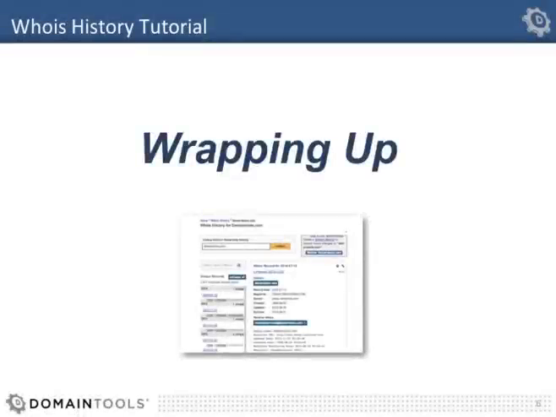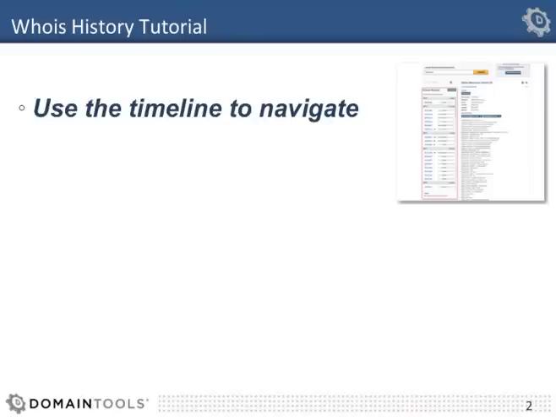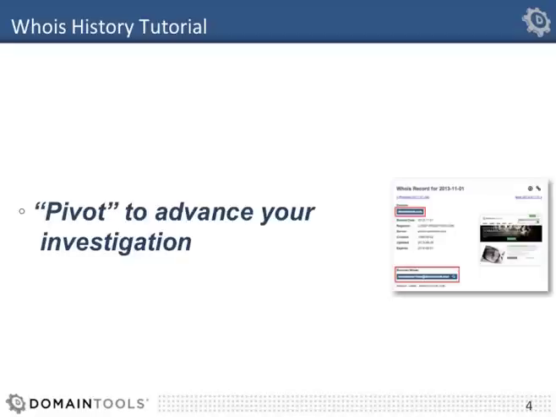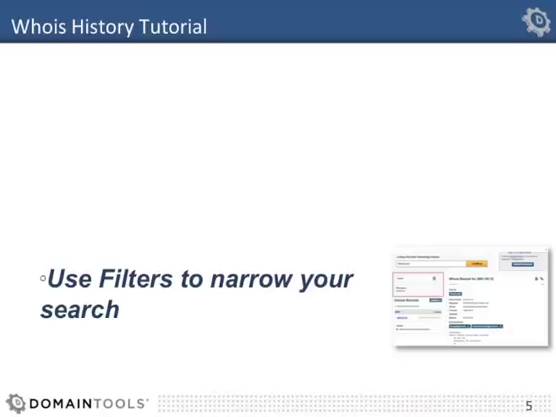In this tutorial, we saw how Whois history can help you explore the history of a domain as reflected in its Whois records. By navigating the timeline, you can spot where things changed, and by looking at the Whois records on those dates, you can see what changed, and you can use that information to move an investigation forward. You can use the new filtering control to narrow your search or find Whois records that contain a particular string.